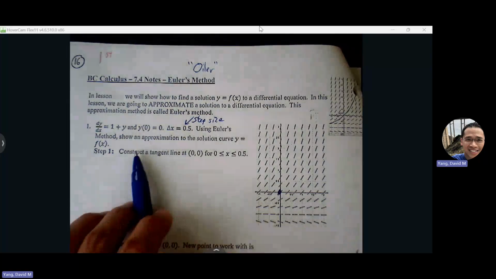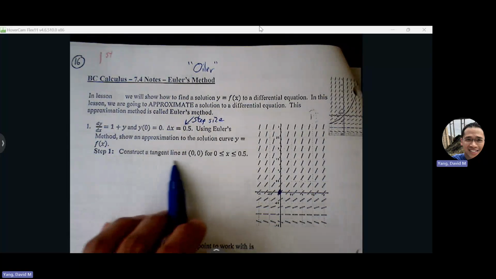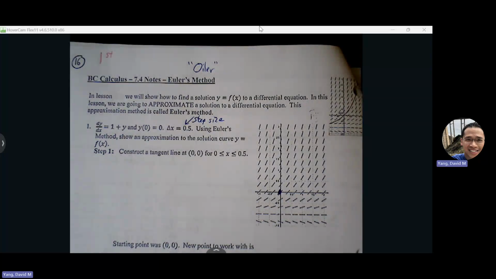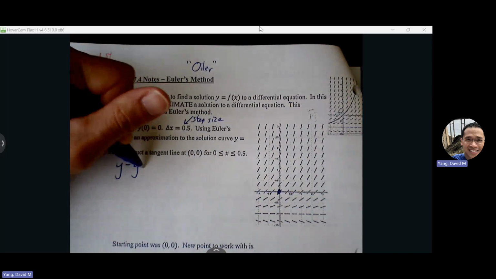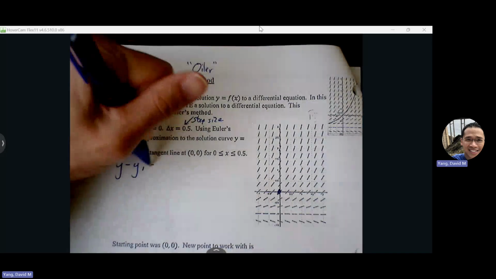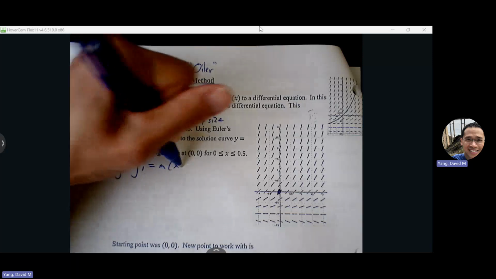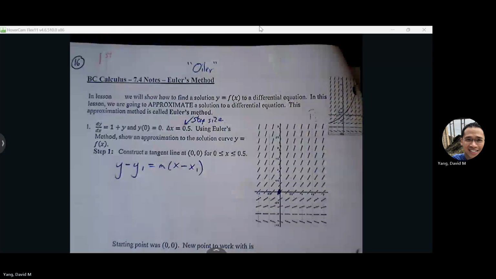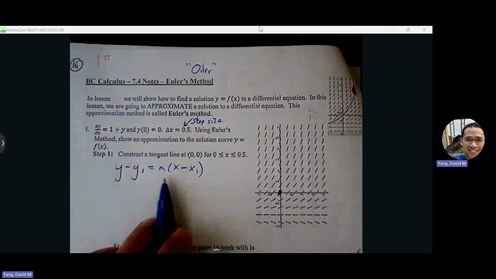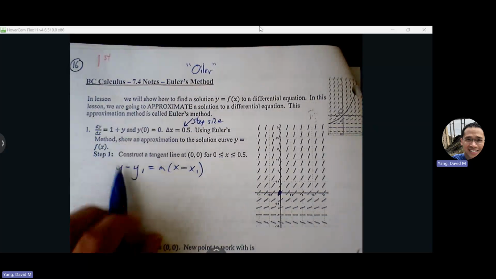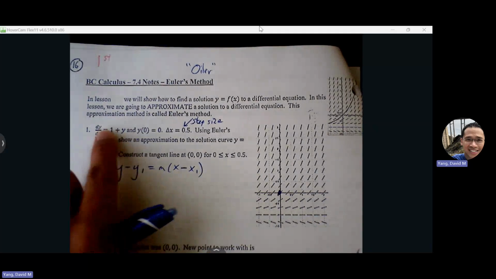Okay. So first off, we're going to construct a tangent line at 0, 0 for the interval from 0 to 0.5. A tangent line equation looks like this: y minus y sub 1 is equal to m times x minus x sub 1. So we know our ordered pair is 0, 0. Our slope is coming from the derivative, so we can just plug the ordered pair into the derivative.